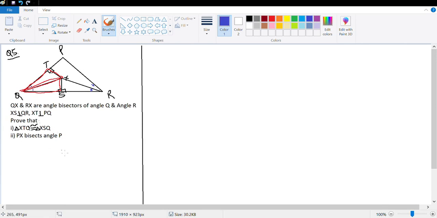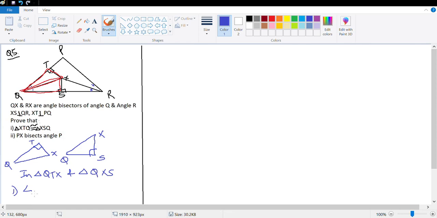I have already figured my first answer. Let me draw a rough diagram and move on. So this is my first one. This is X, this is T, this is Q, and this is the second one. This is S, this is X, and this is Q. So in triangle QTX and triangle QXS, number 1, angle TQX is equal to angle SQX. Why? Since QX bisects angle PQR. Done. So this is part 1.